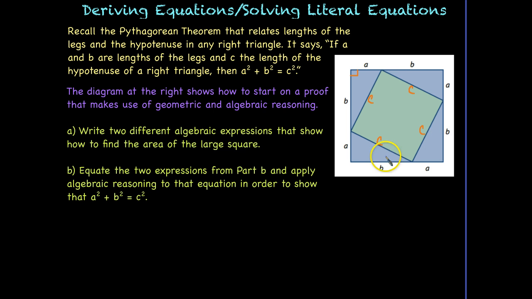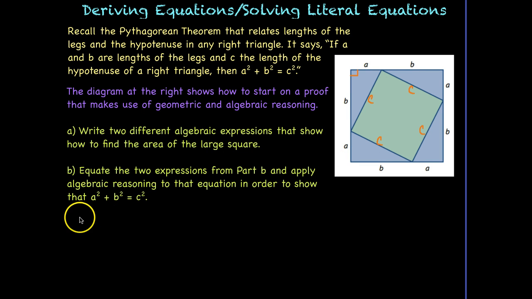All right, we're going to use this diagram to help us come up with a proof for the Pythagorean theorem. In order to complete our proof, we're going to go to A, write two different algebraic expressions that show how to find the area of the large square. Using our diagram, what can we do?